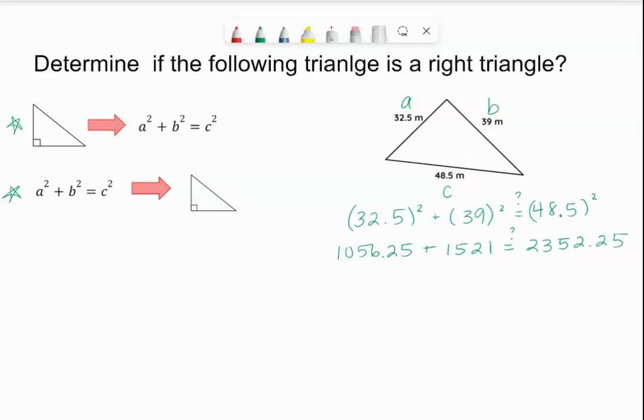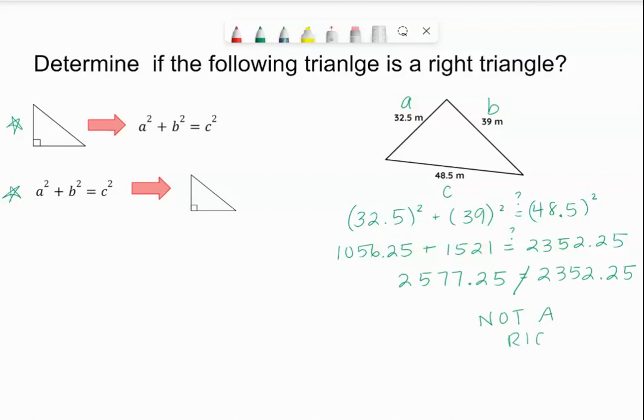If we add up the left side, we end up with 2577.25. And we want to know, is that equal to 2352.25? And the answer is that those two are not equal. So therefore, we know that this is not a right triangle.